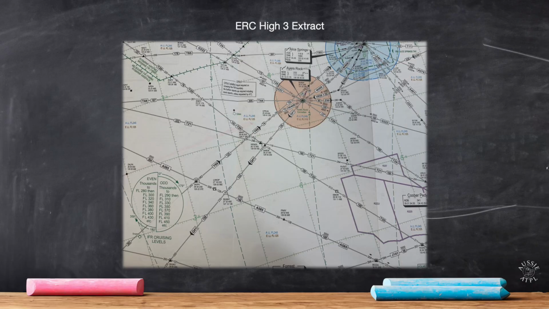So our first step here is to open our ERC High 3 chart. This is where we'll find our route Alice Springs to Perth. I've only cut off a section of it here as this is all we'll be needing for the question. So I've highlighted our route here in yellow. This is from Alice Springs to Perth via Ayers Rock, which is now circled in red. This is our position fix on the way to Perth and where we'll start all our calculations from to find the position of our step climb.